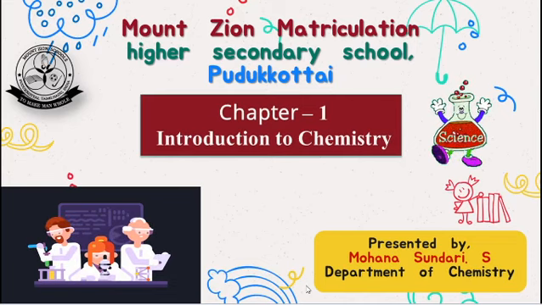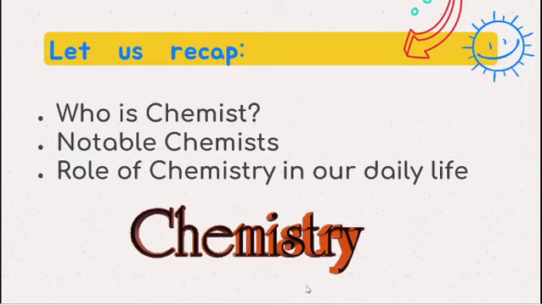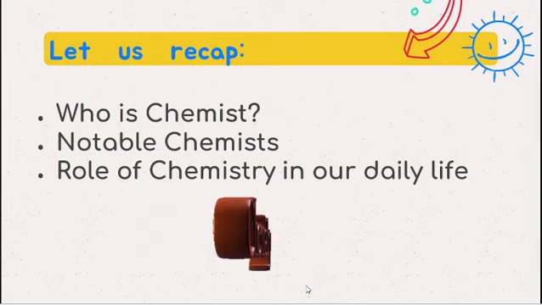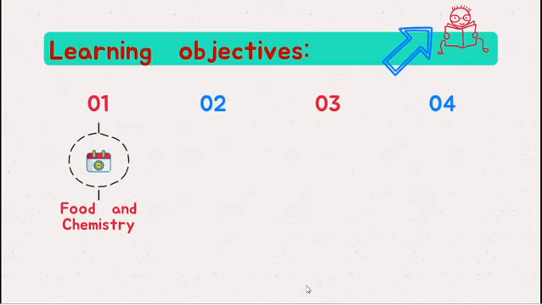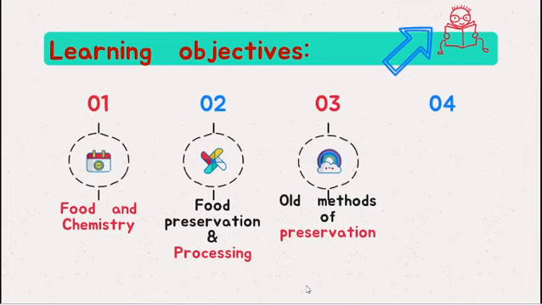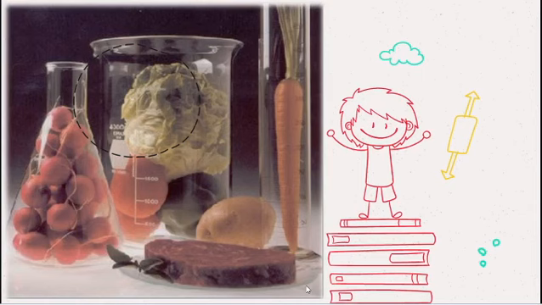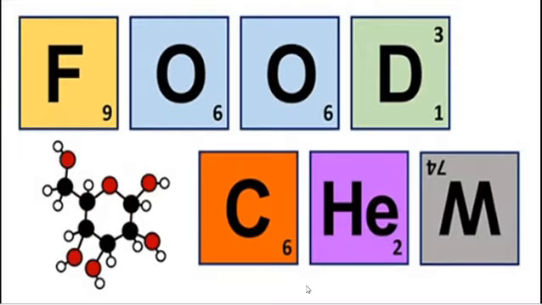So in this video we are going to discuss the continuation of Introduction to Chemistry Chapter 1. In the last video we already discussed what a chemist is, who the notable chemists are, and the role of chemistry in our daily life. In this video we are going to discuss food and chemistry, food preservation and processing, old methods of preservation and modern techniques of preservation. So let us discuss the first, food and chemistry.